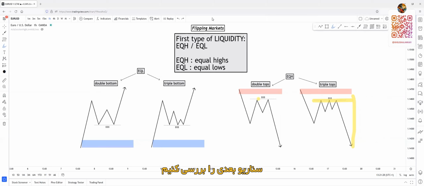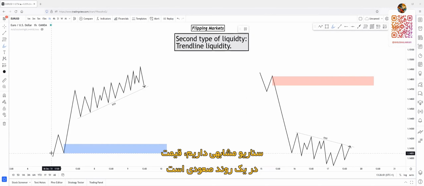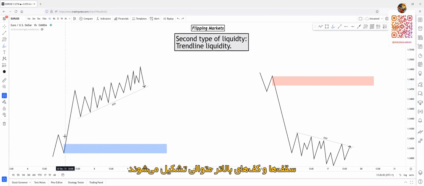Okay, let's hop into the next scenario. Okay, that's your second type of liquidity, which is the trend line liquidity. We have the same scenario. Price is moving in an uptrend, creating a series of higher highs and higher lows.